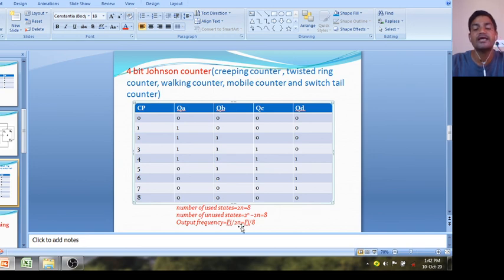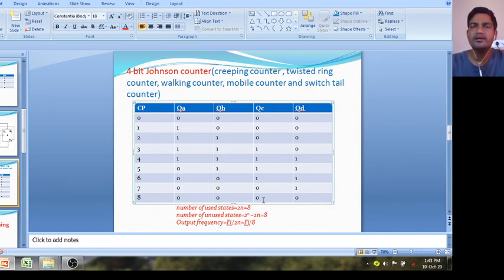Okay, output frequency is Fi upon 2n, Fi upon number of used states, or you can say the number of clock pulses required. So Fi upon 8. In general, Fi upon 2n. Just like your flip-flop. In a flip-flop, the total number of used states is 2, 0 or 1. So the output frequency is Fi upon 2. Okay, just as you saw in the toggle condition. So in this way you can draw the truth table, or you can say this is the present state, next state of the 4-bit Johnson counter.